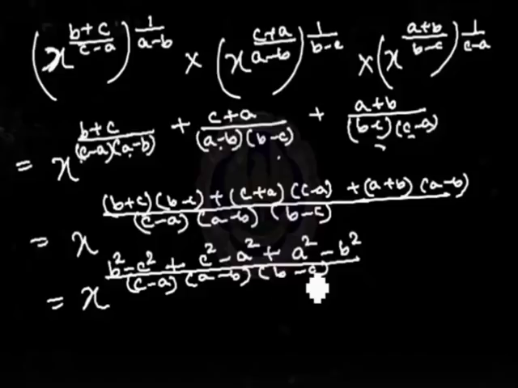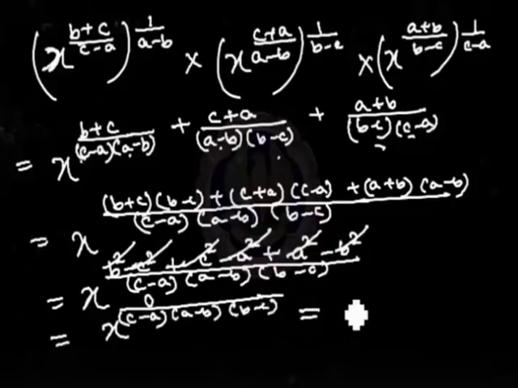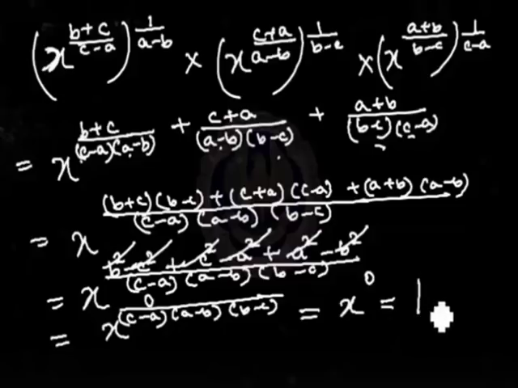Right? Let's start cancelling. Plus c square minus c square, plus b square minus b square, plus a square minus a square. So this can be written as x to the power 0 by (c-a)(a-b)(b-c), which is equal to x to the power 0. I am very sure all of you are aware that 0 by something is 0 and anything by 0 is infinity. Very good. So x to the power 0 is equal to 1, which is option A. Right? So the answer stands as option A, and the answer is 1.